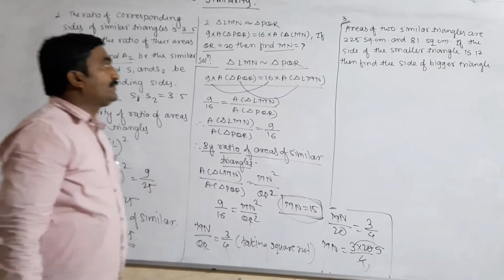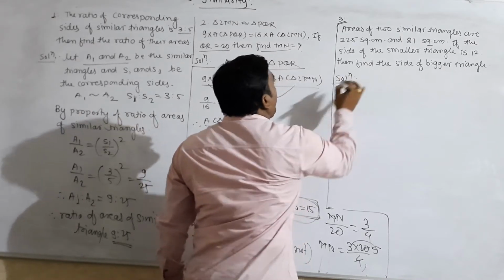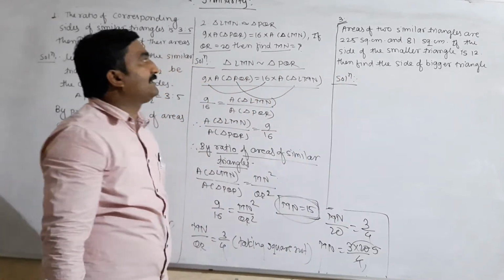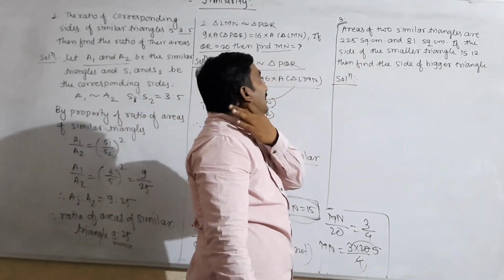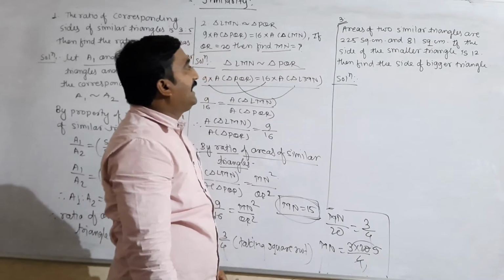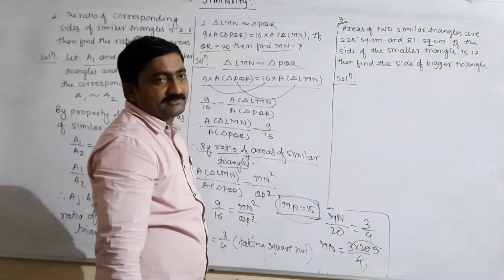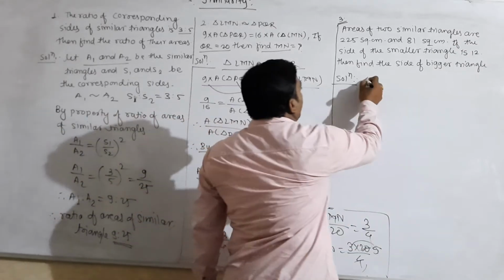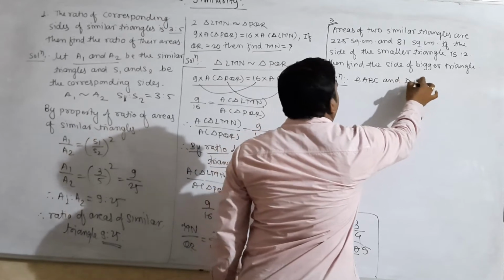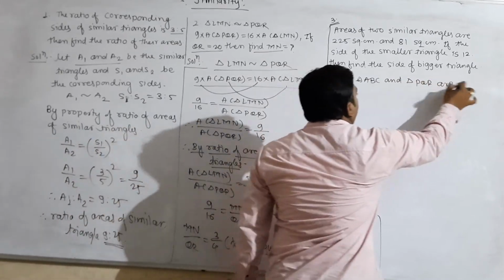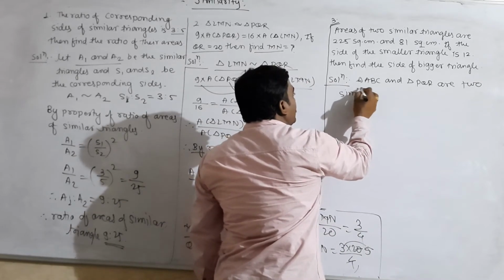So we will study the third problem. Areas of two similar triangles are 225 square centimeter and 81 square centimeter. If the side of the smaller triangle is 12, find the side of the bigger triangle. Triangle ABC and triangle PQR are two similar triangles.